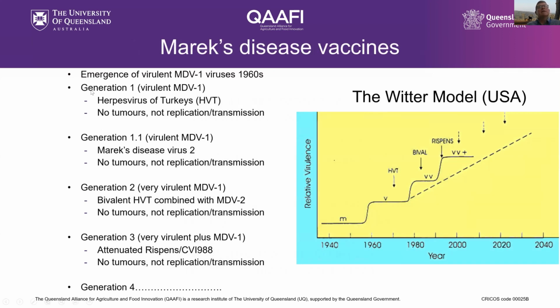As I said before, Marek's disease itself really emerged as a real problem in the 60s, around about the time that chicken production was beginning to be intensified in North America. The viruses that started to present with the capacity to cause tumours are what we would describe today as virulent Marek's disease viruses. So they've developed the capacity to cause this more clinically overt disease. But around about that time, HVT was discovered, and then the Marek's disease virus 2 virus as well. They discovered that if you vaccinated birds with HVT, you protected against the tumour forming, but not replication and transmission of the virus. Similarly, vaccinating with MDV2, you get the same process.